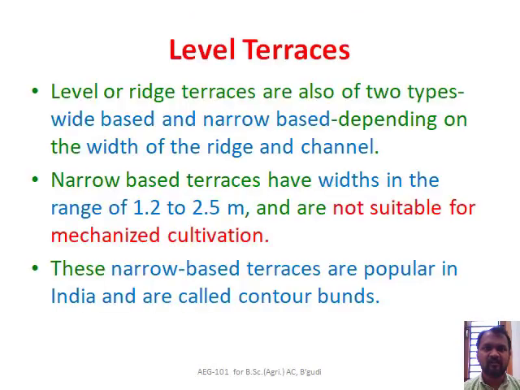Then we'll see the next type of terraces, that is level terraces. These level or ridge terraces are classified into two subtypes: one is wide based, another is narrow based, depending upon the width of the ridge and channel. These narrow based terraces have a width of 1.2 to 2.5 meters and they are not suitable for mechanized cultivation. The narrow based terraces are popular in India and are called contour bunds.